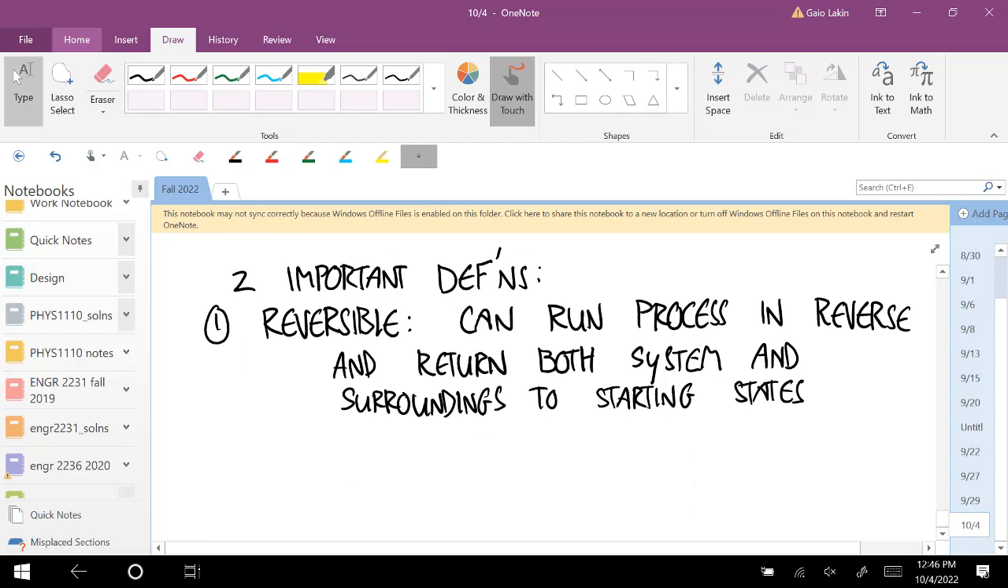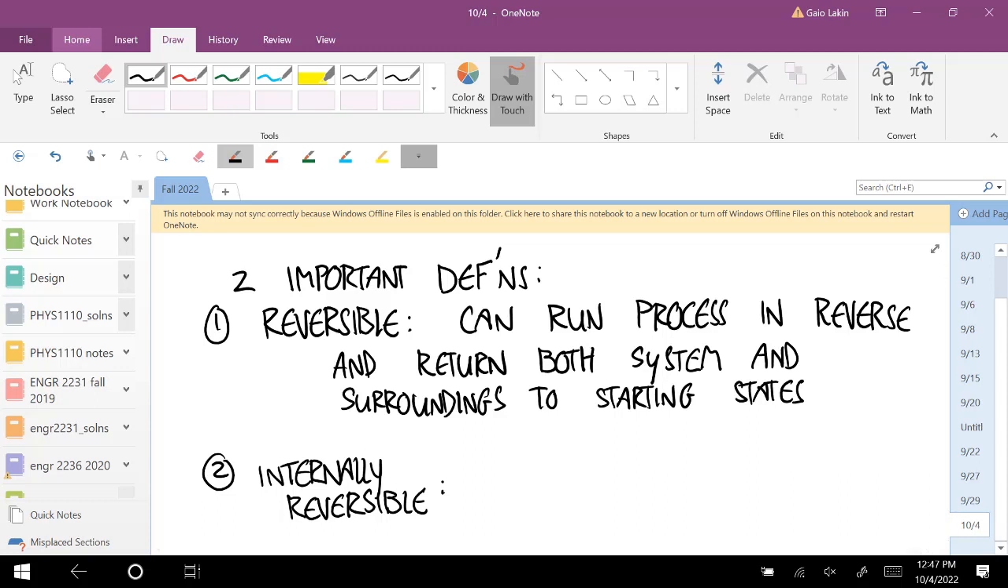The second one is internally reversible. And this one just means that there are no irreversibilities inside your system. So none of the things in that list of 7 ways of losing energy are happening inside your system boundary.